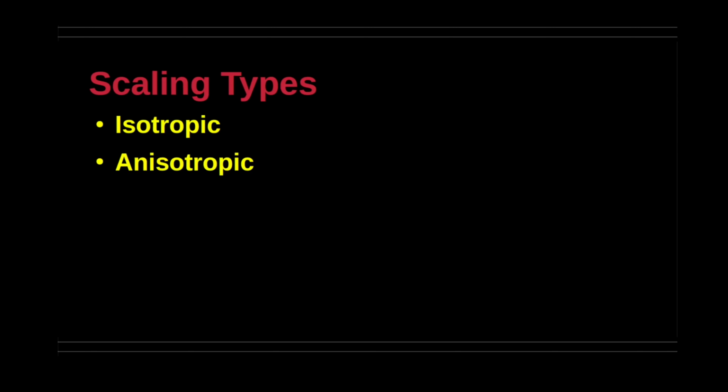Imagine scaling a square shape. If the scaling is isotropic, then the shape will remain a square. The dimensions change proportionally in the applicable x and y directions for 2D shapes. Isotropic scaling will preserve the aspect ratio of the shape.